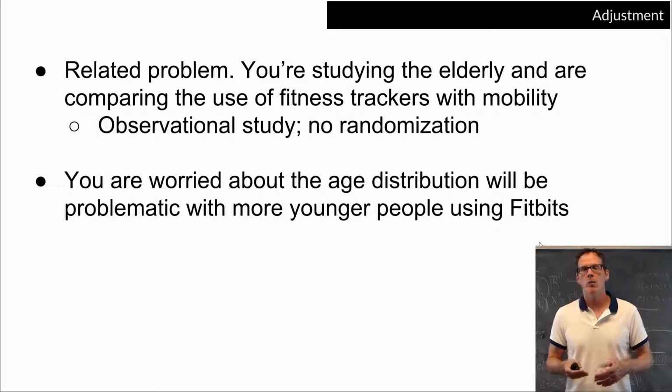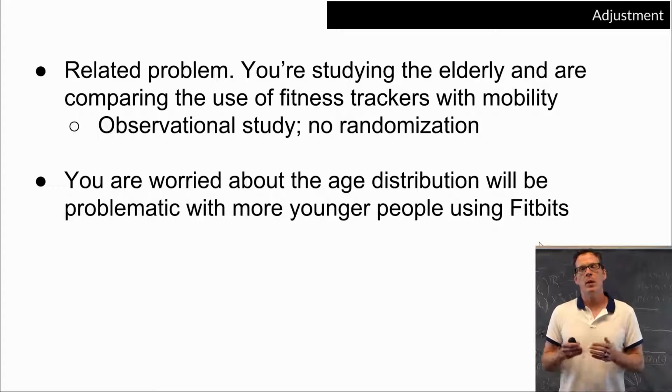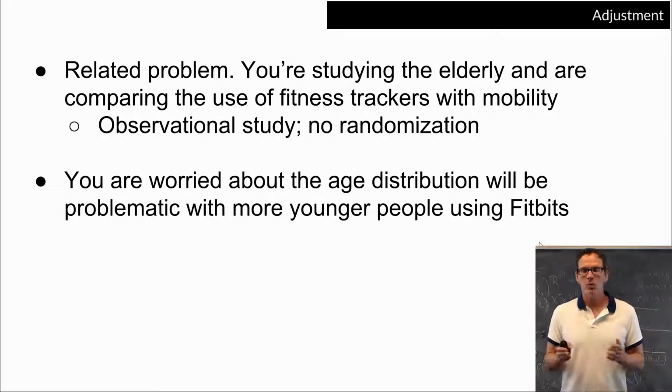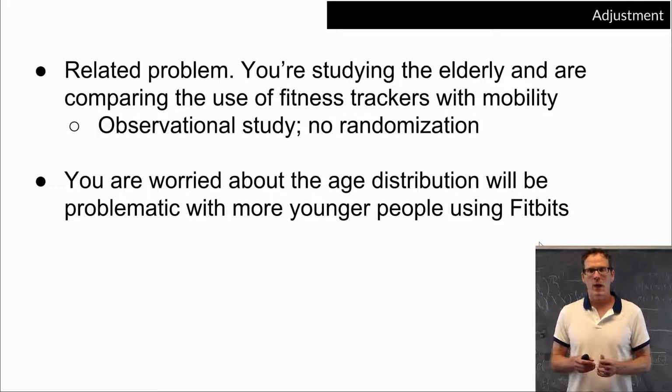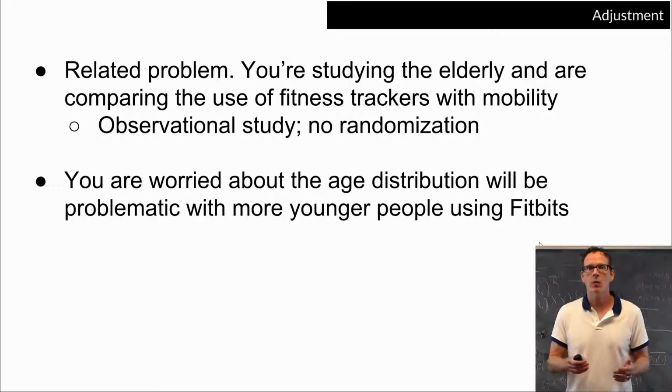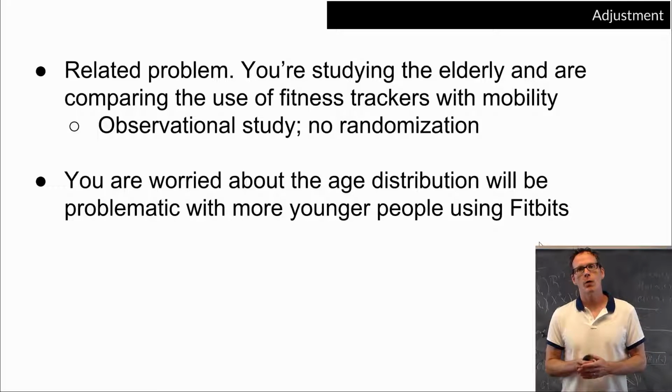Let's talk about a related problem, when you don't have control over the experiment, or when you've conducted the experiment and realize that there was some sort of aliasing. What could you have done? You're studying the elderly still, and you're comparing the use of fitness trackers with mobility, but you're just observing the collection of people who self-select into using fitness trackers versus the controls. Because it's an observational study, you're worried about lots of factors that might confound the relationship between mobility and use of a fitness tracker.